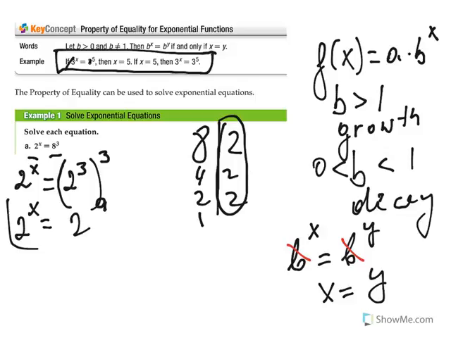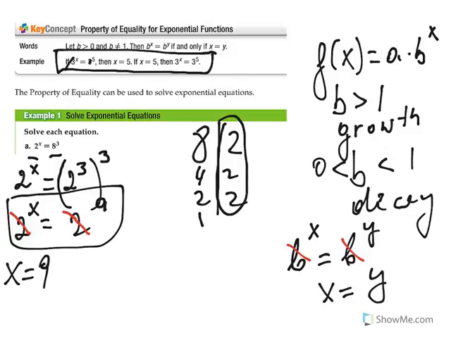Now, at this moment, I can use the property of equality. The reason is that I have the same base, and the base is 2, which means that if the bases are equal, the exponents are going to be equal. So x is going to be equal to 9.